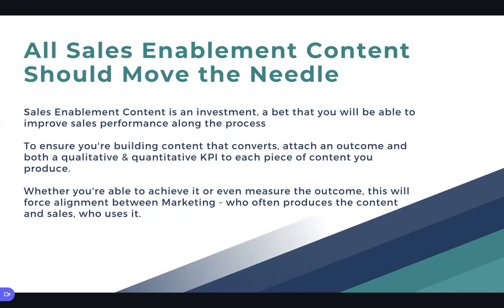What that implies is, if we're going to create a piece of content, we should attach some sort of outcome and a KPI to it. Those KPIs can be qualitative and quantitative. If you can get into that frame of mind, you're immediately creating alignment between sales and marketing, which people on both sides of the fence are constantly complaining about.